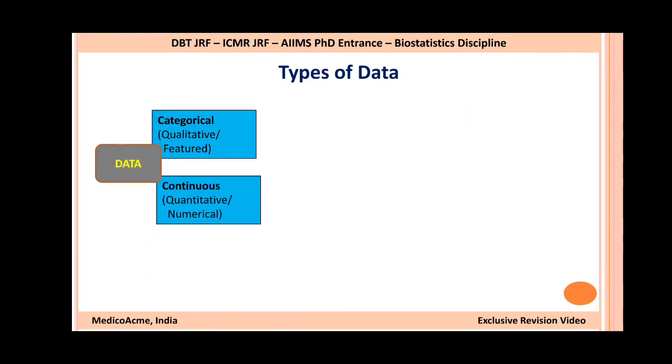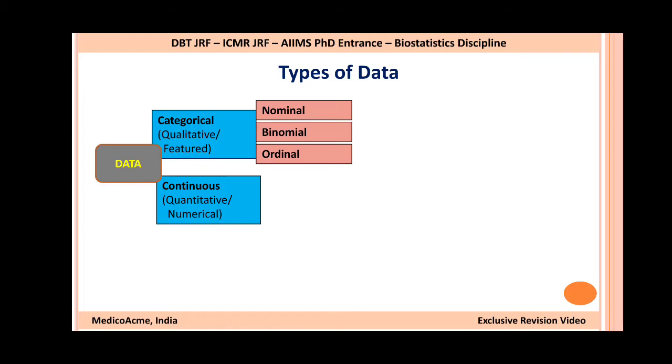So guys, data is divided into two types, categorical and continuous. Guys, this is self-explanatory. Categorical means qualitative data, that have qualities, that do not have numerical values. Continuous has quantitative or numerical values, or data we can assess quantitatively. And categorical has features, characteristics, properties.